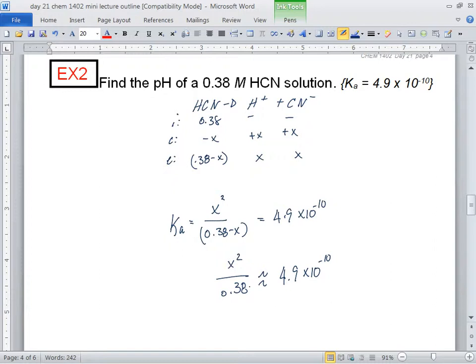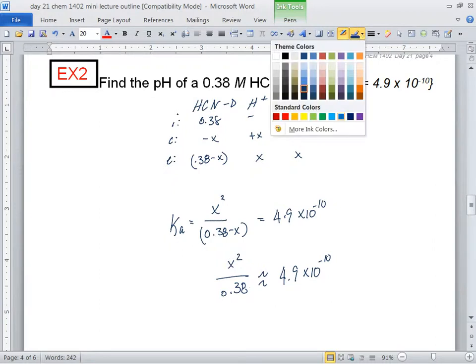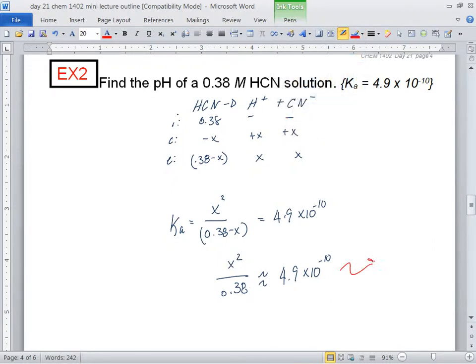All right, so hopefully you got an equation set up like this. You ended up with x squared over 0.38 is approximately 4.9 times 10 to the negative 10. You're on the right track if you're getting that far. Then we go through some work. You get the pH to be what? What did you get, Andromeda? 4.9? I hear like three 4.9s.